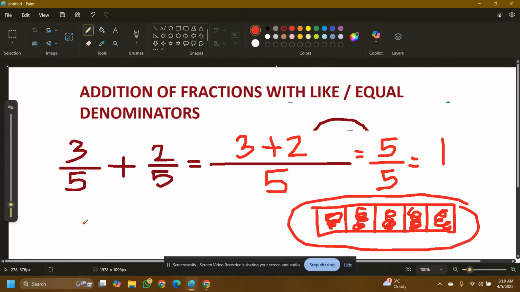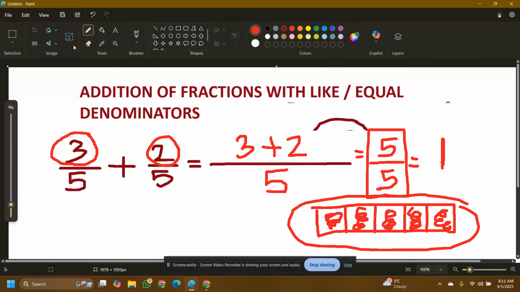There was a candy bar which has got 5 parts. I've taken 3 parts from there. I've taken 2 parts from there for 2 different people. When I added them up, I found that I have used up the whole candy bar. So 5/5 gives me a 1. 1 means 1 whole. So I have used up the whole candy bar. Now, moving on to the next part, I hope you have understood how to add the fractions with equal denominators.